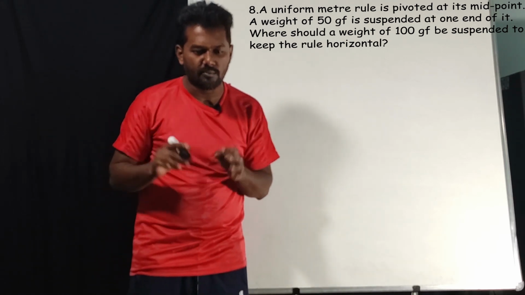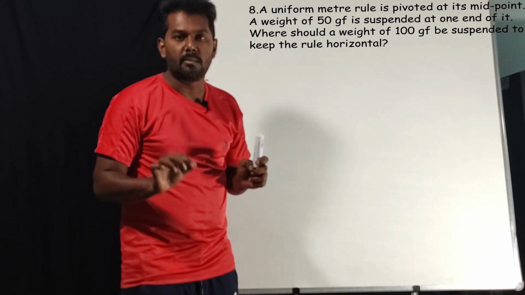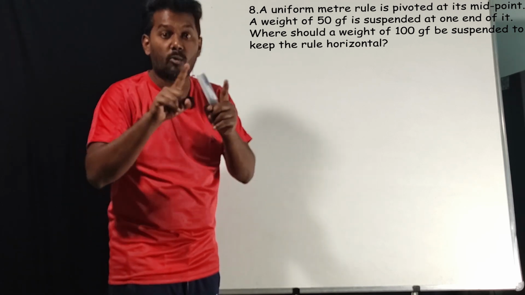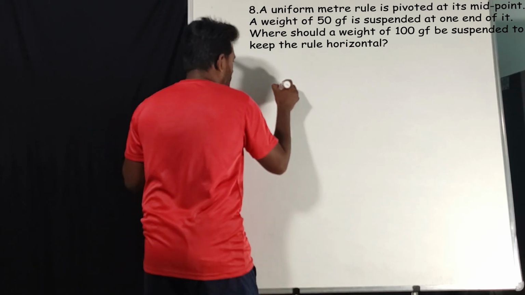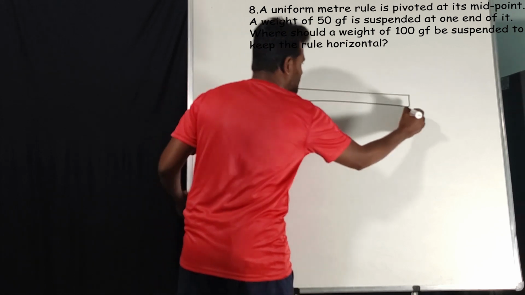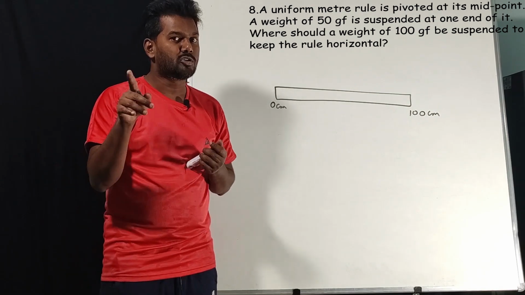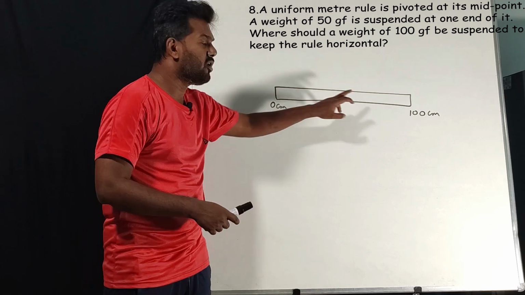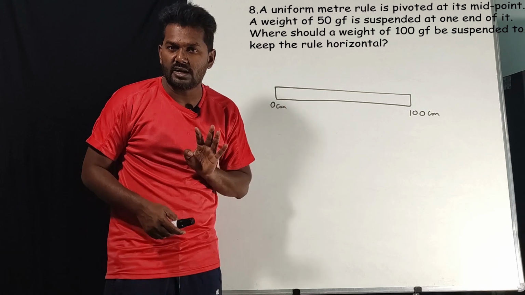Listen, it is very simple. Now we need to understand the meaning of a few words. What do you mean by meter scale? Meter scale means from 0 centimeter to 100 centimeter, 1 meter scale. So assume this is the scale and it starts from 0 centimeter to 100 centimeter. This is the meaning of meter scale. In a few questions they talk about half meter scale. Half meter scale means from 0 to 50 centimeter. So meter scale means from 0 centimeter to 100 centimeter.